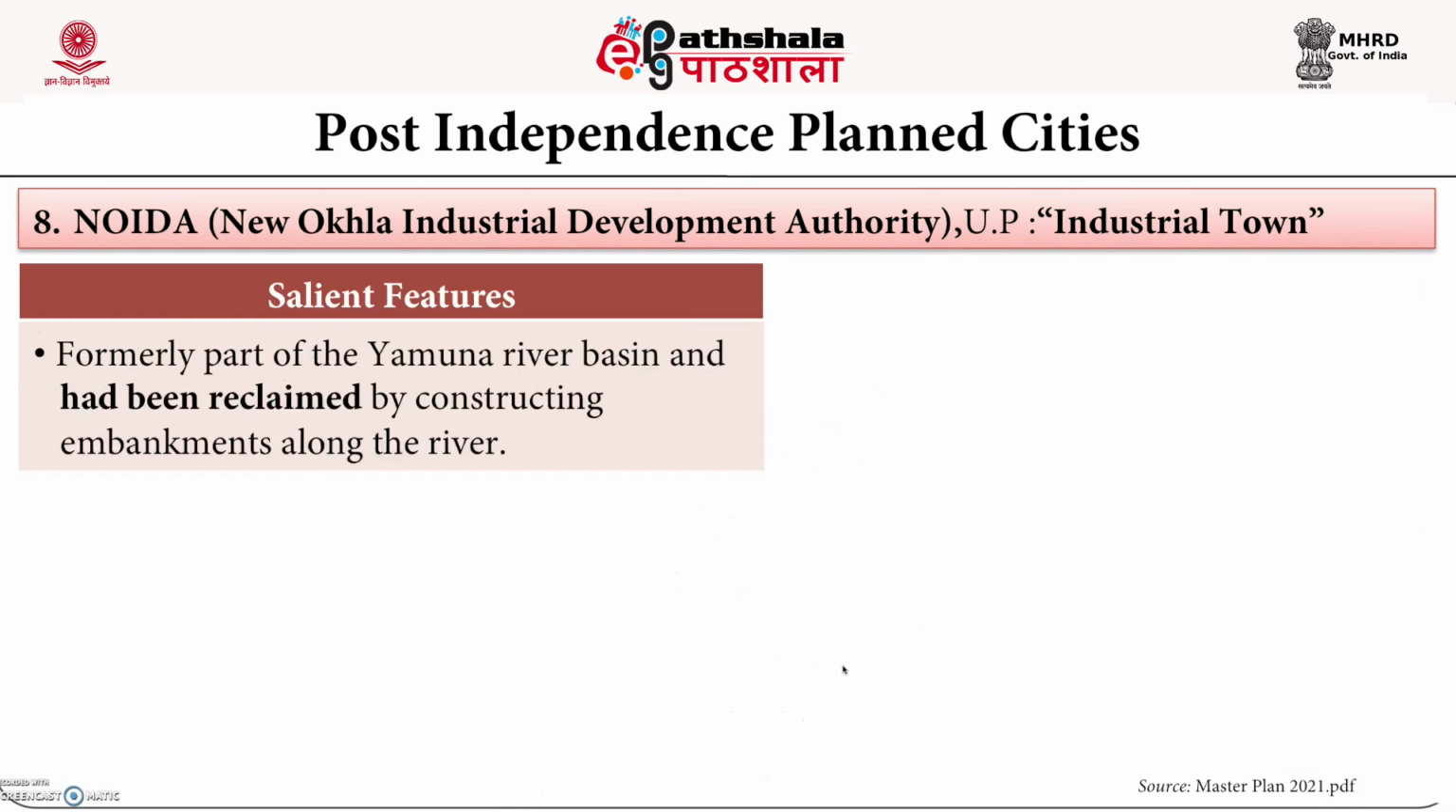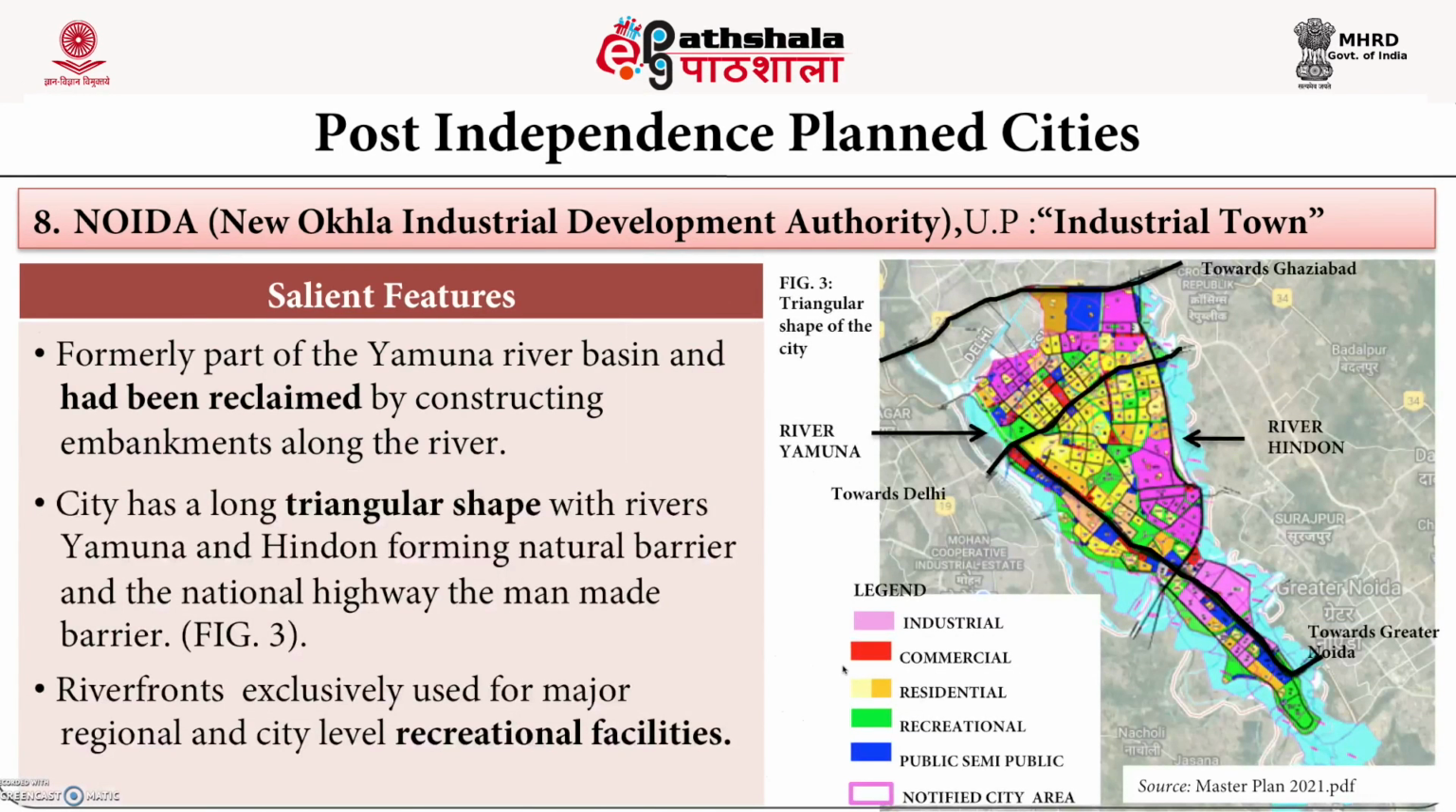The area on which this city was developed was formerly part of the Yamuna river basin, and it had been reclaimed by constructing embankments along the river. The city has a long triangular shape with the rivers Yamuna and the Hindan. Both these rivers form the natural barriers, and then there is this national highway which forms a man-made barrier. So therefore it gets its shape from these natural as well as man-made barriers.